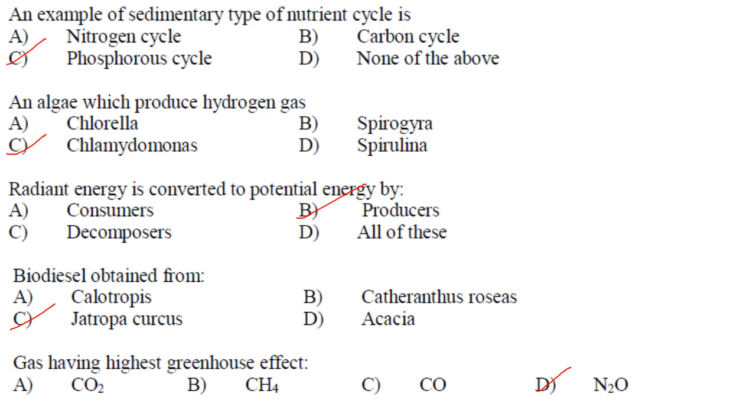Biodiesel is obtained from Jatropha curcas. This is also a repeated question for many entrance examinations. Answer is option C. Gas having highest greenhouse effect. It is N2O. Answer is option D.